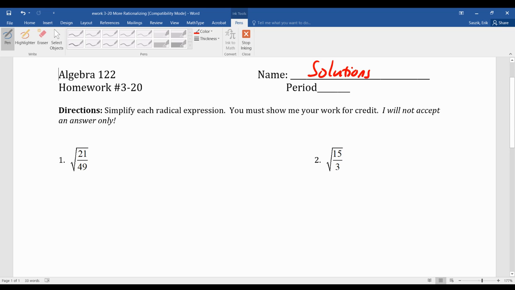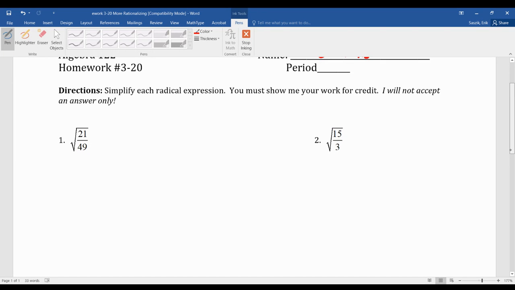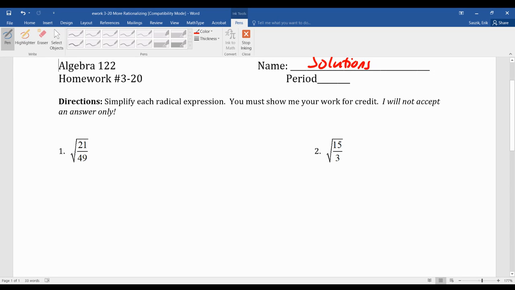Okay, kids, here are step-by-step solutions for today's worksheet. Please make sure you pay attention, rewind this if you need to. I'm going to talk about these as much as I can.